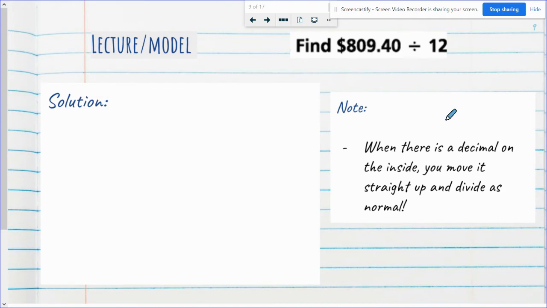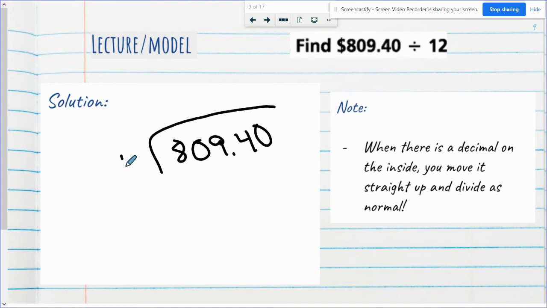All right, so now let's look at decimals. When there is a decimal on the inside, we're just going to move it straight up. So let me move that straight up, and I'm just going to start the problem by doing that. All right, now we're just going to divide like normal. 12 does not fit into 8, but it does fit into 80 6 times. 12 times 6 is 72. Subtract, you get 8. Bring down the 9.